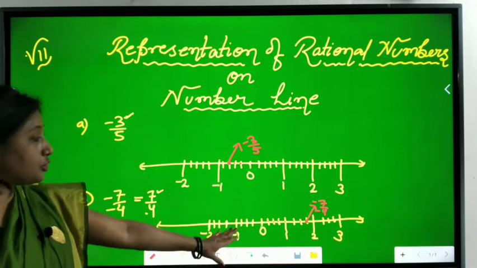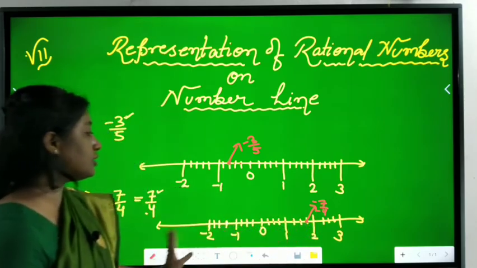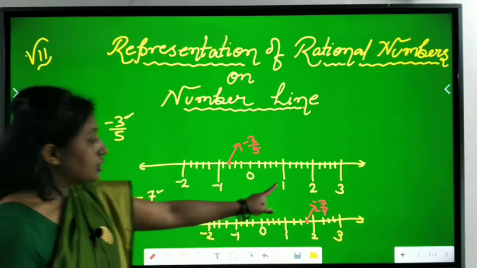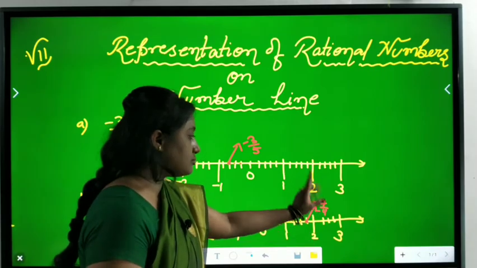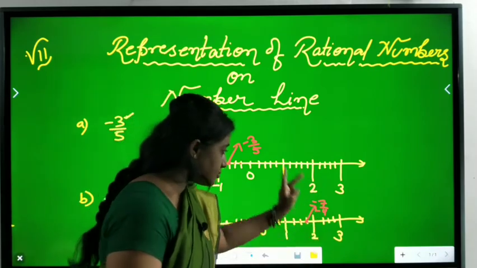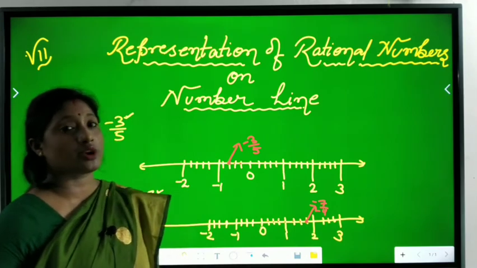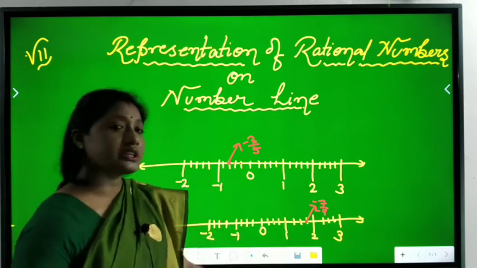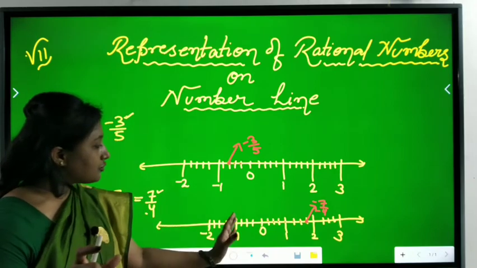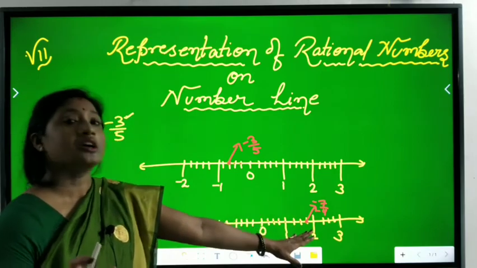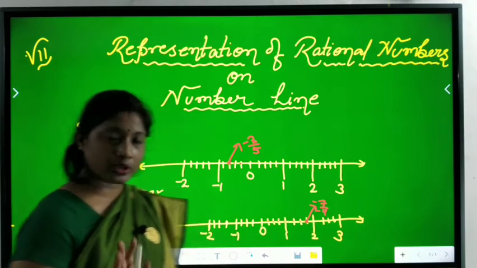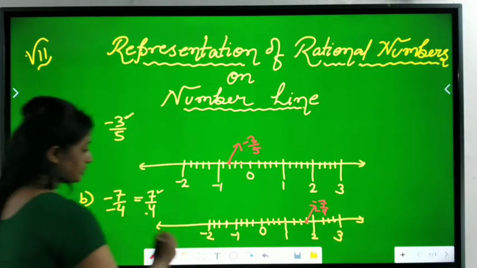Don't get confused that a minus is there so it should be on the left side. The minus will be cancelled because it is present in the numerator and it is present in the denominator. So we will just cancel it and make it positive. That is, 7 by 4 is a positive rational number and therefore we will represent it on the right side of 0. Let us take one more example.